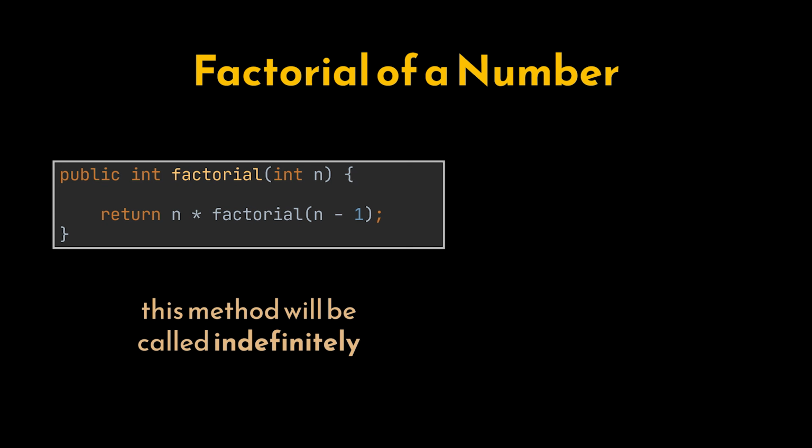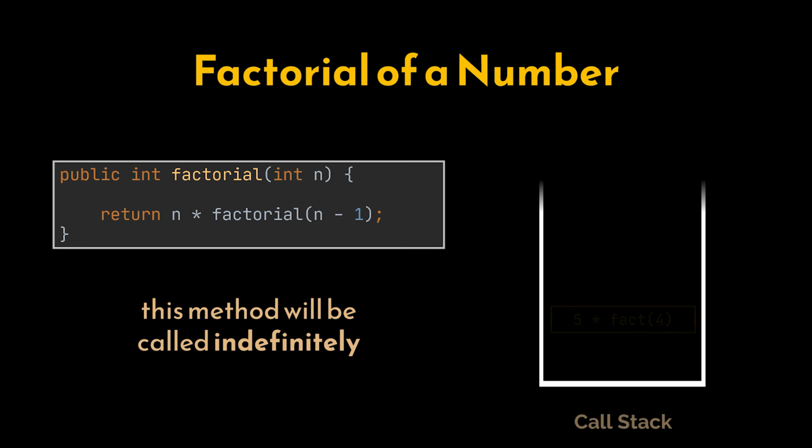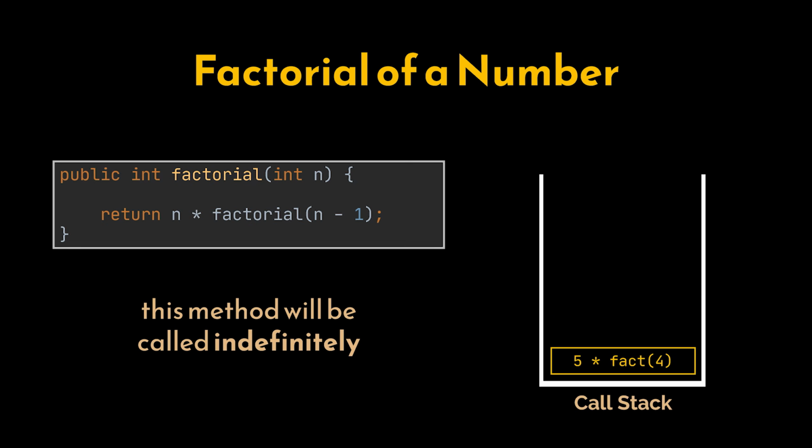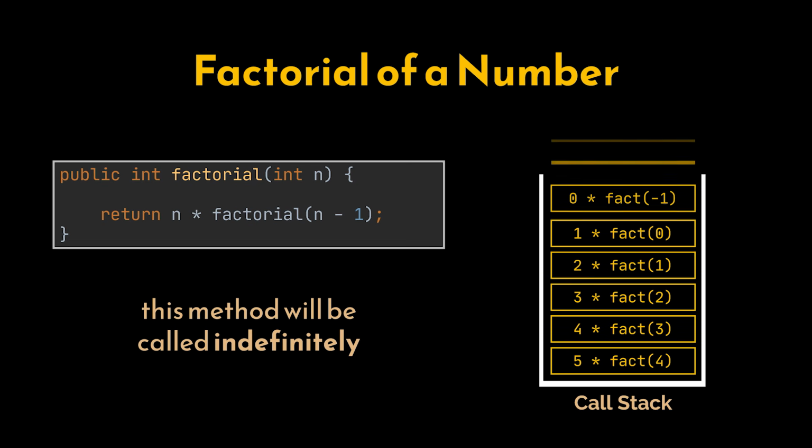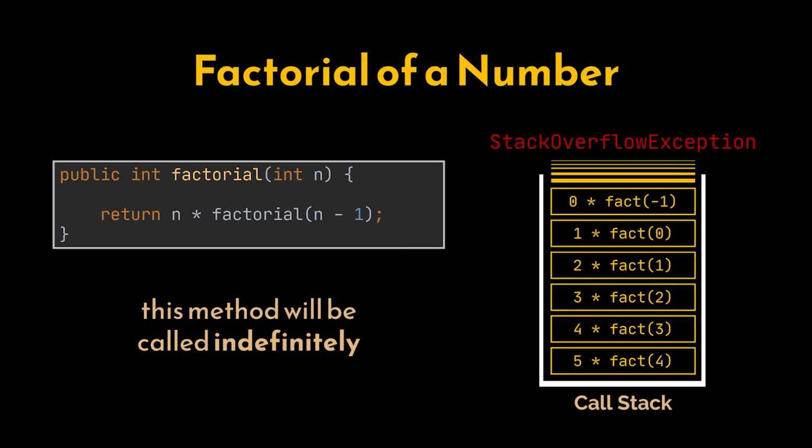However, this implementation is incomplete because it will be called indefinitely. Why? Well, let's try to call it together. The first time we invoke it, it will have 5 as argument and will insert a first entry in the call stack of our memory. Next, it will be 4, then 3, then 2, then it will keep going. What's stopping it? Nothing. This will eventually result in a stack overflow exception.